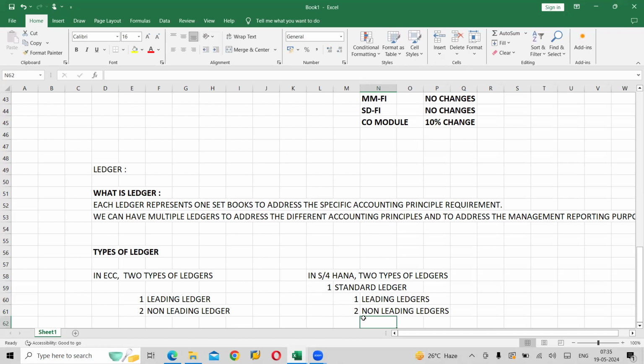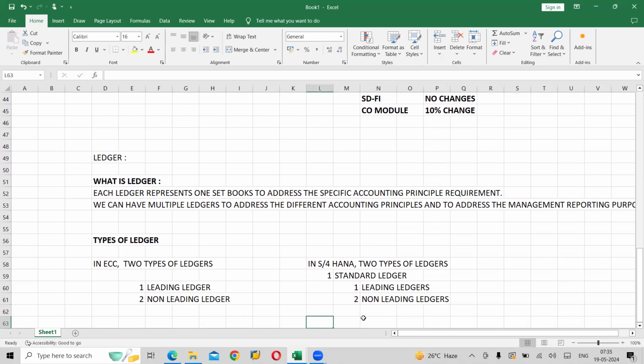Next, we have one more ledger type, that is extension ledgers. What are extension ledgers? In extension ledgers also we have three types. One is extension standard ledger.